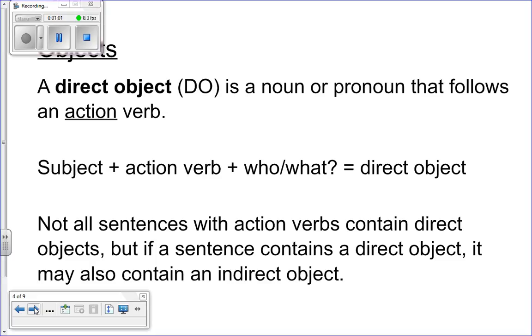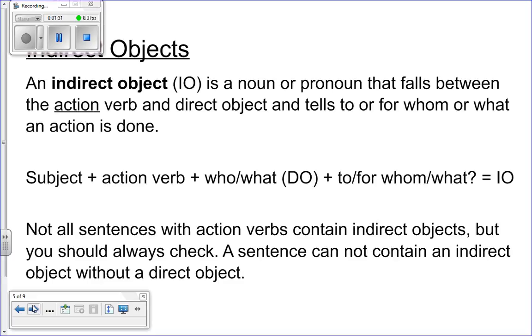Now, within parts of sentences and our objects, we have direct objects. A direct object is a noun or a pronoun that follows an action verb. The formula that you should write down to find a direct object is to locate the subject, then the action verb, and ask who or what. The answer to those questions will lead you to the direct object of the sentence. Something to note is that not all sentences with action verbs contain direct objects, but if a sentence does contain a direct object, it could also contain an indirect object, so you must check for indirect objects.